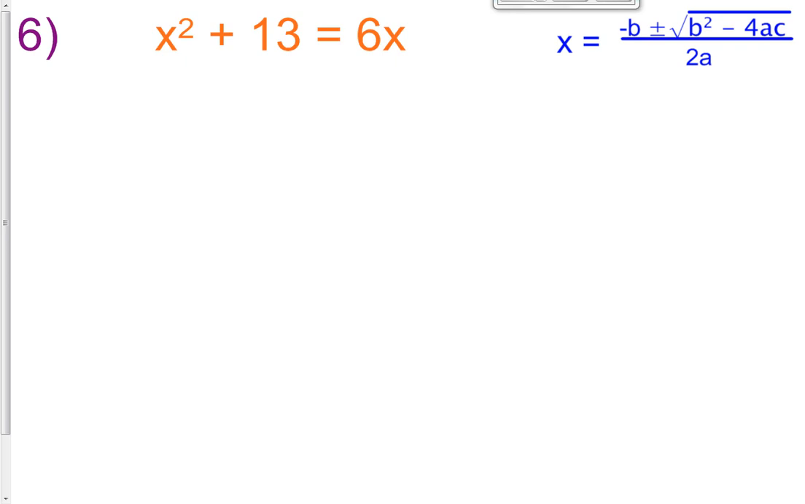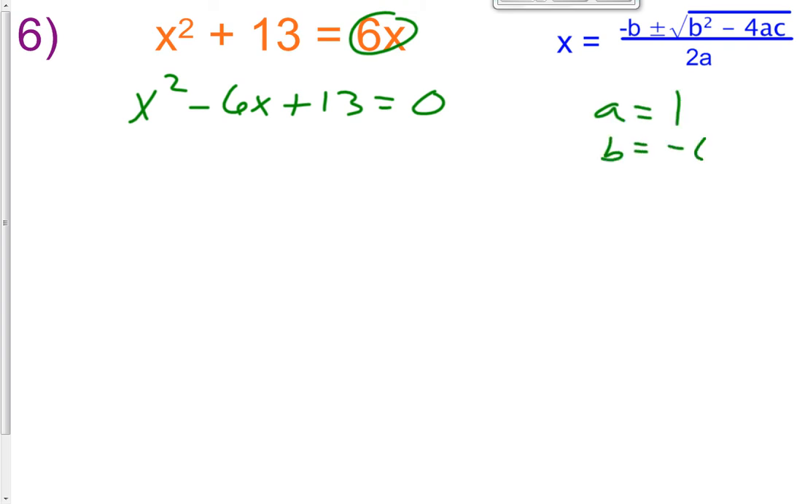Let's make sure we put this in descending order, so it's x squared minus 6x plus 13 equals 0. Make sure you put the appropriate terms in the appropriate order, meaning don't put this at the end when you subtract 6x. Put it in descending order, so you're going to put it in the middle. So now your a value is 1, your b value is negative 6, and your c value is positive 13. Here we go, last one.